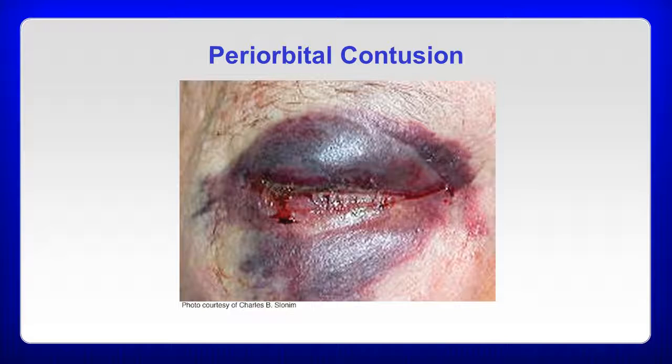But again, very important, anytime there's significant trauma to the eye, thorough evaluation, as long as there's no red flags, no obvious deformities, no visual problems. That's something that many times just has to heal over time.